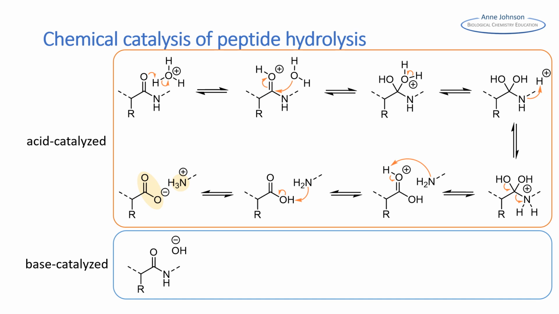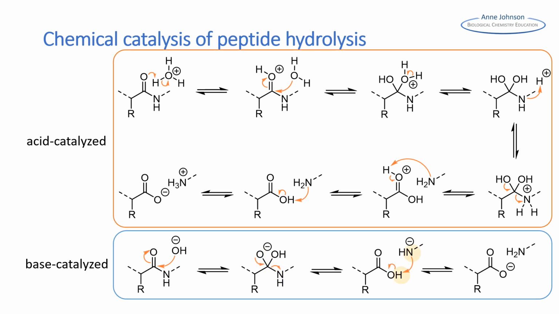In the base catalyzed reaction, hydroxide is the nucleophile. Because it is a relatively good nucleophile under aqueous conditions, it can attack the carbonyl of the peptide without first needing the carbonyl to be protonated. The negatively charged intermediate can reform a carbonyl and push out the nitrogen leaving group, which, being a strong base, removes the acidic proton from the carboxylic acid so that we form the final carboxylate and amine products.